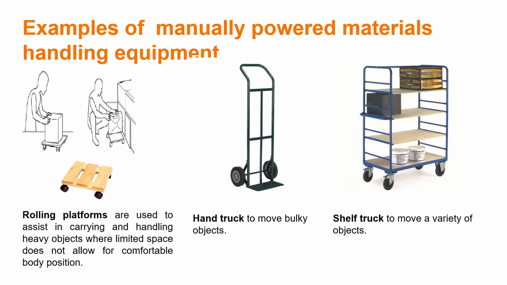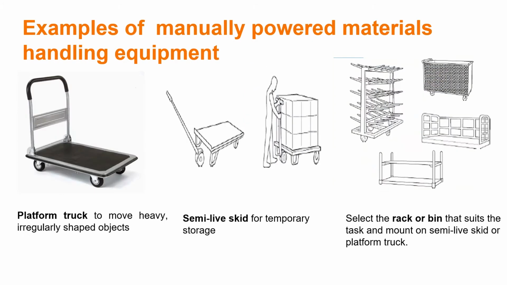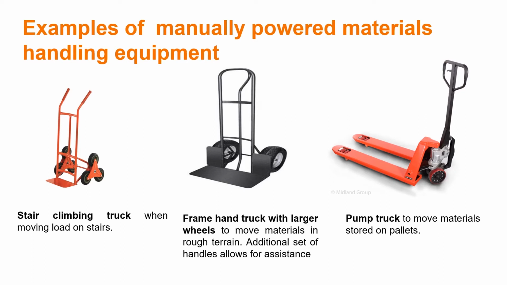First is rolling platforms, which are used to assist in carrying and handling heavy objects where limited space does not allow for comfortable body position. Hand truck to move bulky objects. Shelf truck to move a variety of objects. Platform truck to move heavy, irregularly shaped objects. Semi-live skid for temporary storage. Select the rack or bin that suits the task and mount it on a semi-live skid or platform truck. Stair climbing truck when moving loads on stairs.